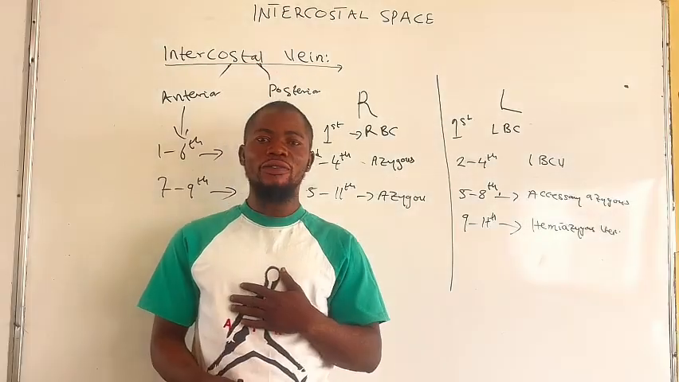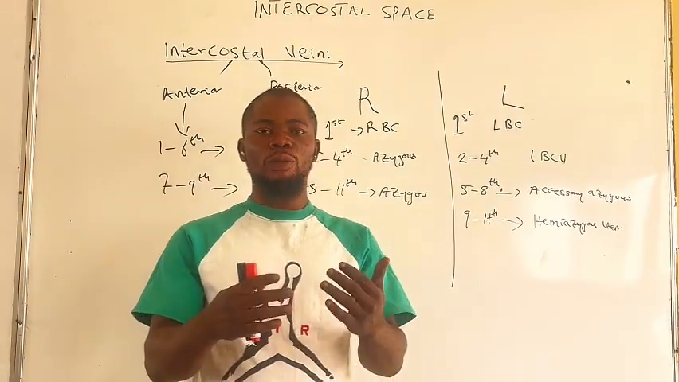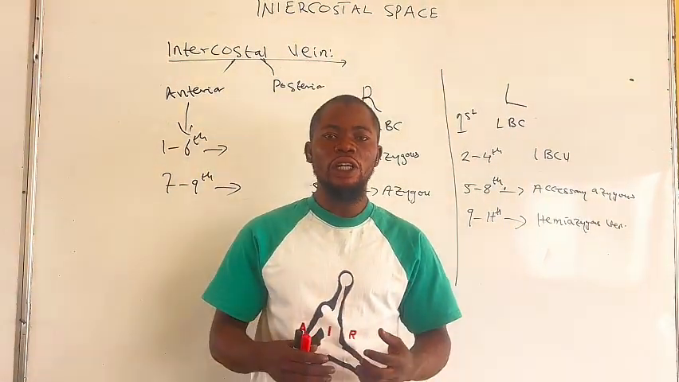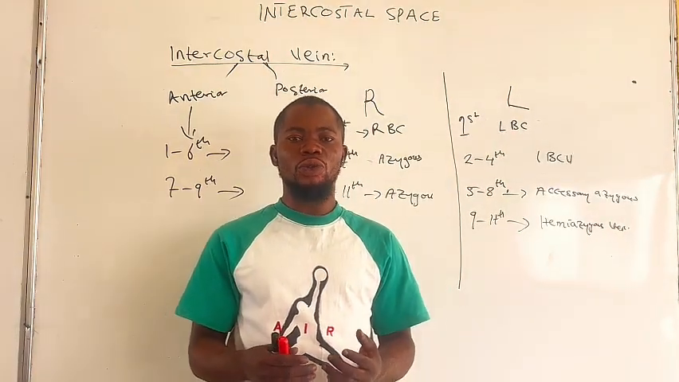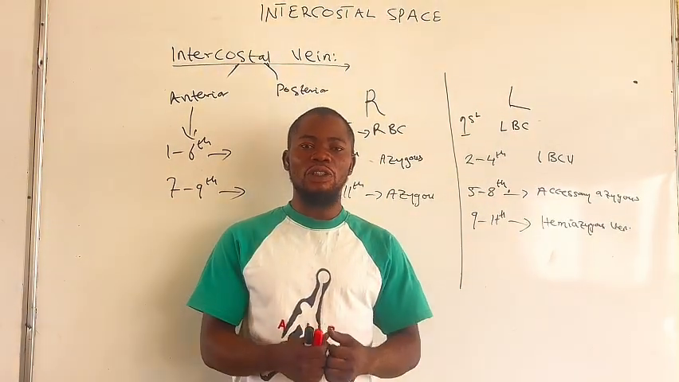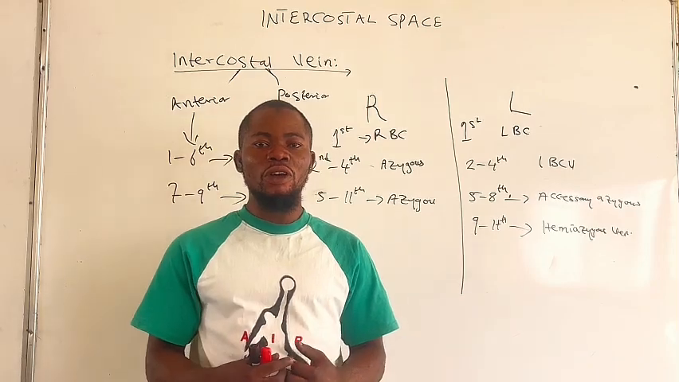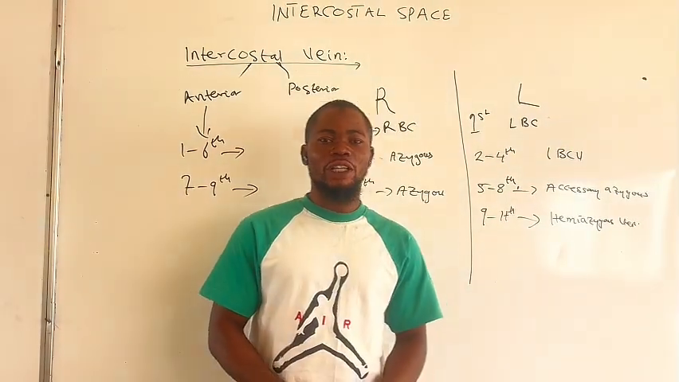For the intercostal lymph node, the lymph vessels from the anterior aspect of the intercostal space are drained into the internal thoracic lymph nodes, whereas the lymph vessels from the posterior aspect of intercostal space are drained into the posterior lymph nodes. This comes to the end of our intercostal space.